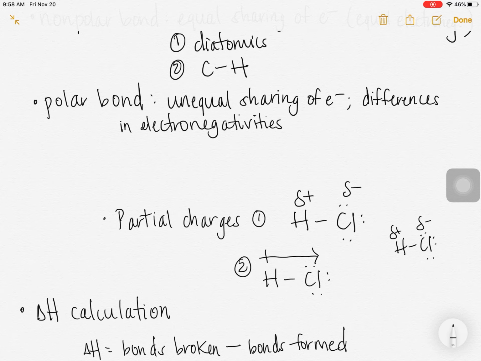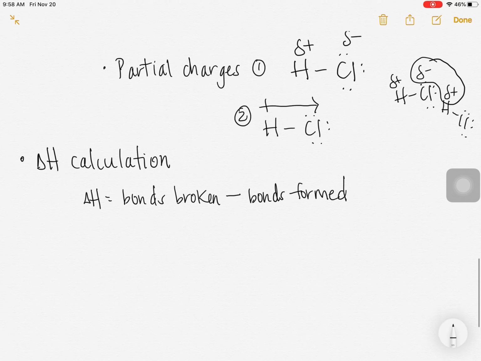We've also now learned that molecules will arrange themselves according to partial charges. So if I was going to bring in another HCl, it would probably do something like this, because that partial negative and partial positive are very much attracted to one another. And so those are your partial charges that occur in polar molecules.